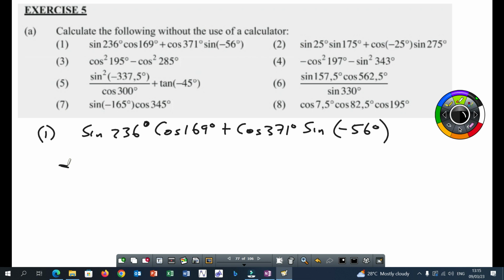236 is in the third quadrant. So we add an acute angle to 180 to get this. So it will be sine 56 degrees. If you want to know the acute angle, subtract 180 from this. 236 minus 180, you get 56.